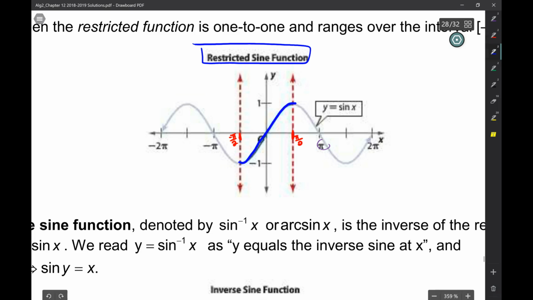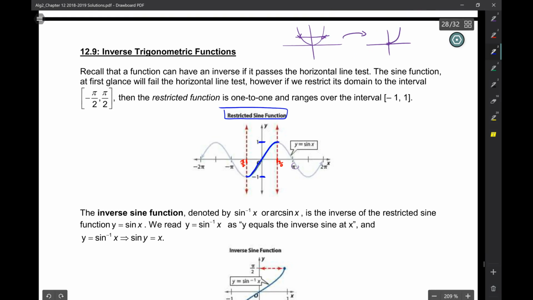And what's the range? It goes from what to what? From negative 1 to 1. So now the restricted domain here is negative pi over 2 to pi over 2, and then the range is negative 1 to 1. All right? So that's all that we're going to deal with.